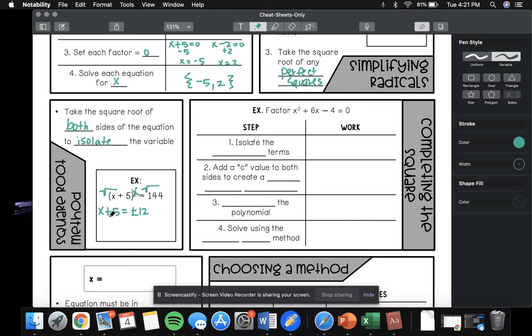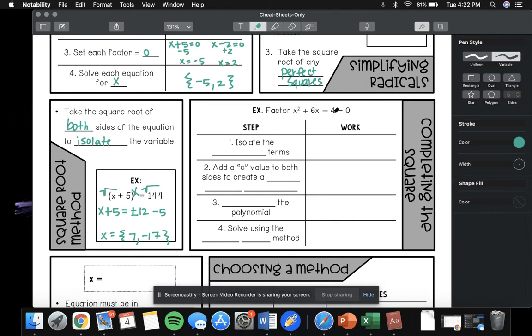Okay, so then we would have to subtract 5. Okay, so our answer would be a positive 12 minus 5, which is 7. And then a negative 12 minus 5, which would be a negative 17. So again, these cross, if I were to graph this equation into Desmos, they would cross at 7 and negative 17. Right? The next one we did was completing the square.